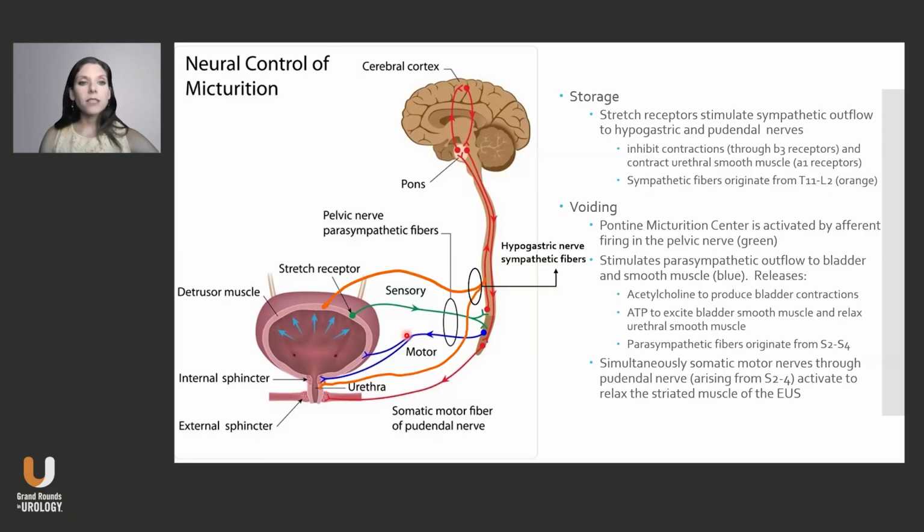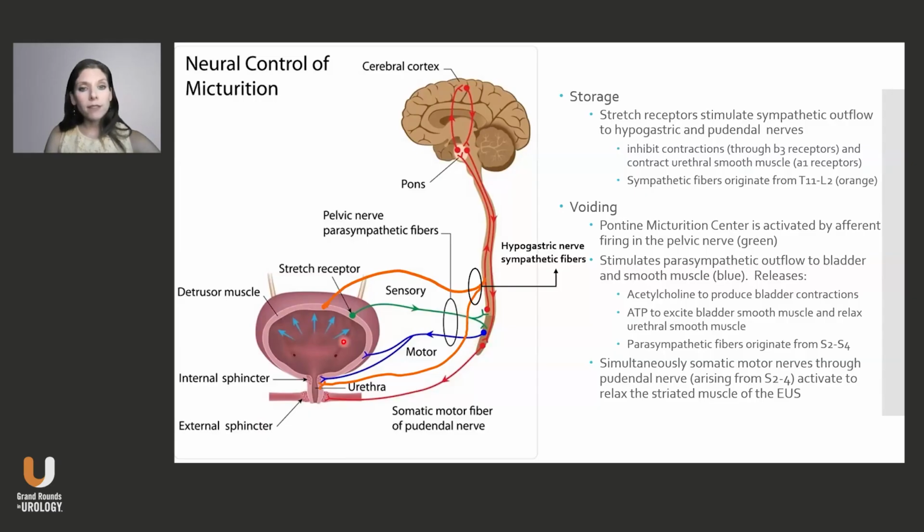So over here on the left is our diagram. This is going to show our neurologic innervation of the bladder. And I'm going to start with the storage phase. In the storage phase, we have stretch receptors that stimulate sympathetic outflow through the hypogastric and the pudendal nerves. That sympathetic outflow will inhibit contractions through beta-3 receptors, and then will contract urethral smooth muscle through alpha-1 adrenergic receptors. Those sympathetic fibers originate between T11 and L2, and that's what you see here in orange. Again, oversimplified, but that's one of the major processes to consider in the storage phase.